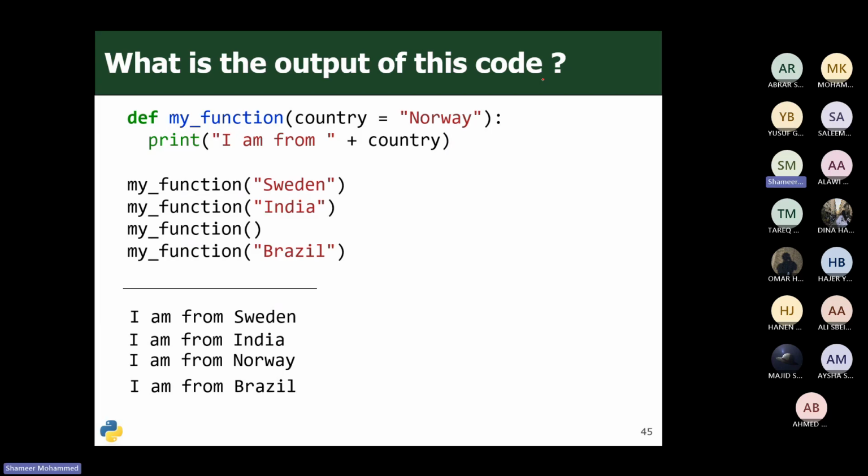Now see here. This is again the same function. Country is equal to, by default, it is saying Norway. So first time you are calling Sweden. So I am from Sweden. Next time you are calling India. I am from India. Third time you are calling without any value. So this time this will be printed. I am from Norway. And last time you are passing Brazil. So I am from Brazil.